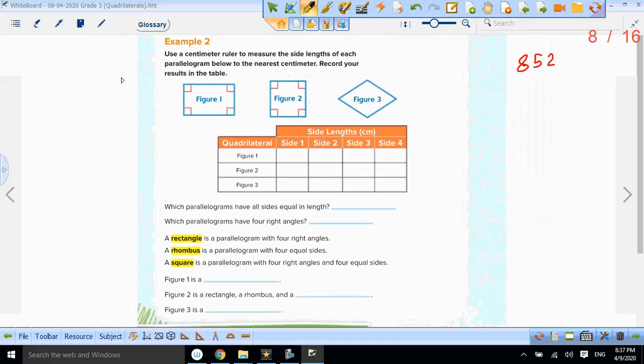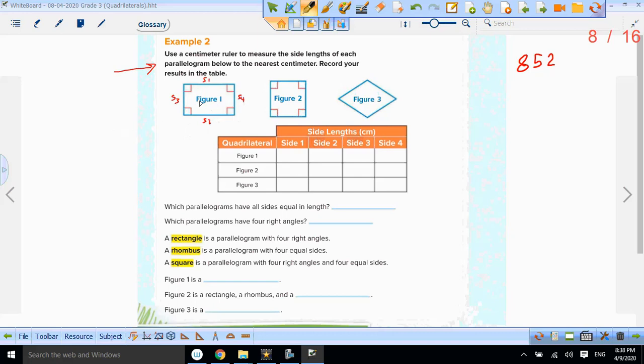Look at this page. Use a centimeter ruler to measure the side lengths of each parallelogram below to the nearest centimeter. Record your result in the table. Okay, when I measure these sides, I found these results. For figure 1, for example, if I say this is called side 1 and this is side 2, this is side 3, and this is the fourth one.